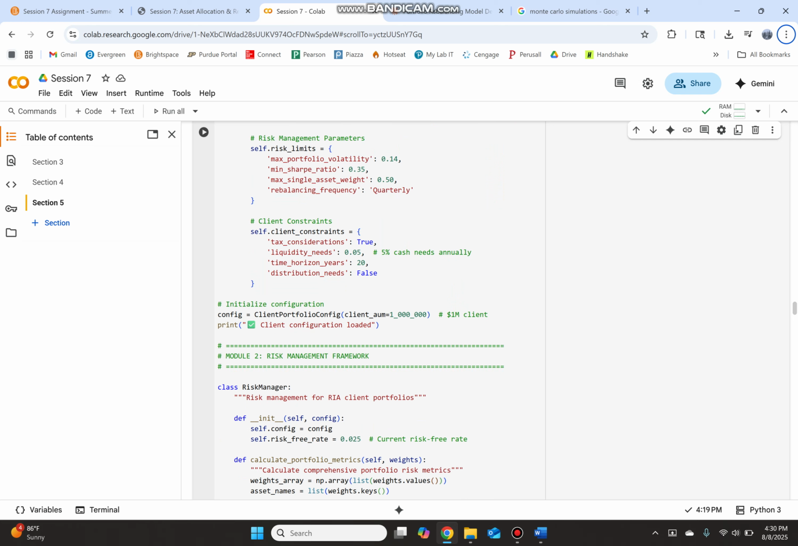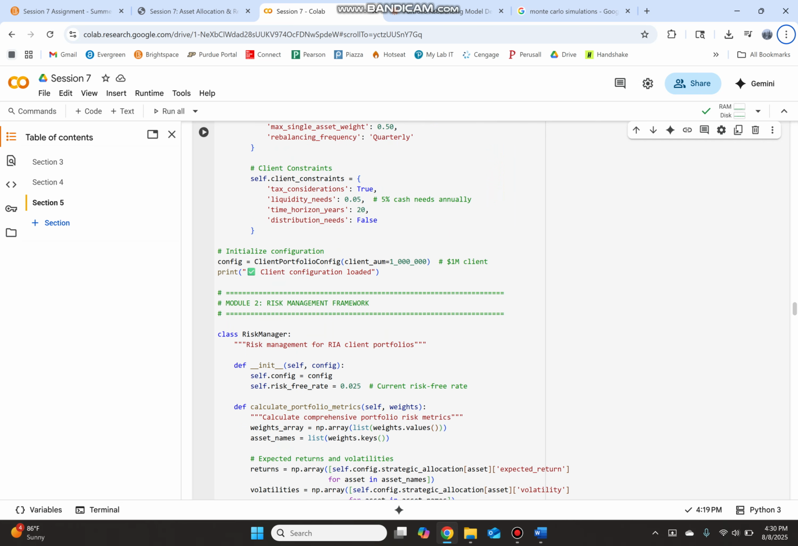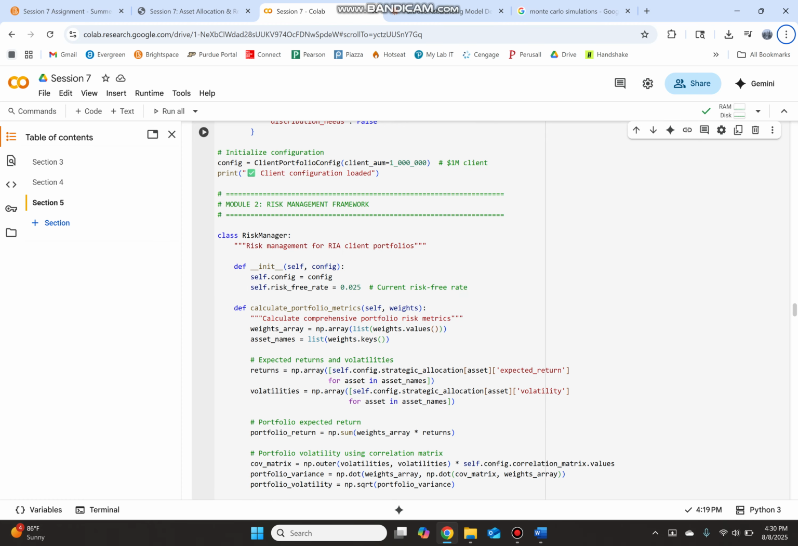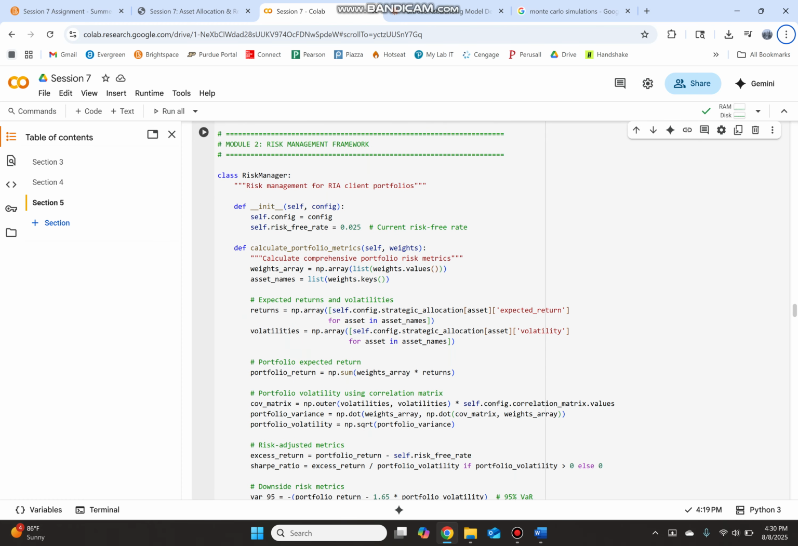And our time horizon, we're going to say 20 years, assuming they're in their 30s, they have 20 years to retire or whatnot. They don't need to distribute any other wealth. So we have our initial configuration. Going to module 2 is our risk management framework. Sets up a lot of our basic metrics for our portfolio optimization.